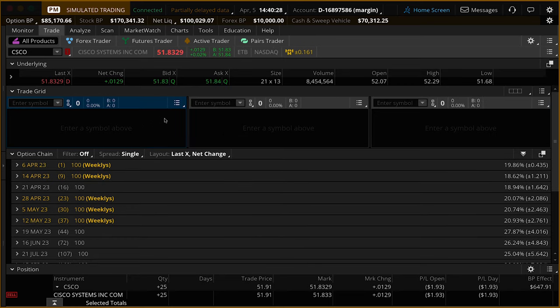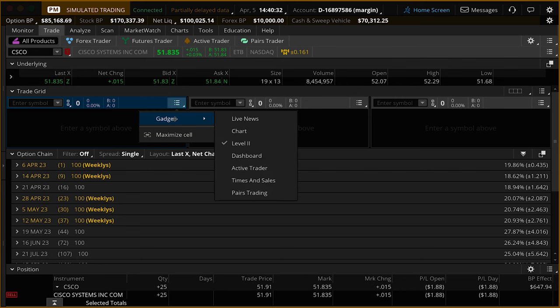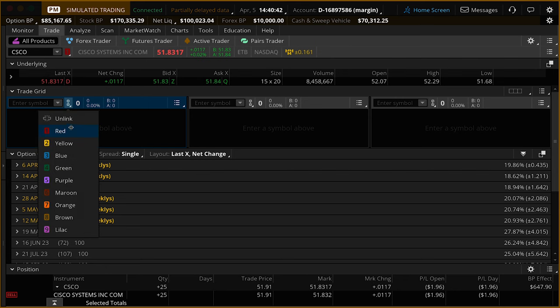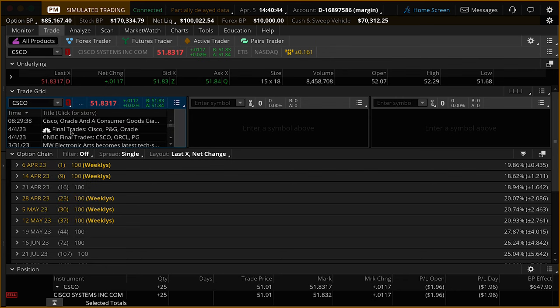Now the first thing we're going to do is come up to the menu box on this trade grid. I'm going to click on that and go down to gadget. Now every trader should be looking at the news, so we're going to go over here and select live news. Now the next step is to click on this little chain link, select red, and guess what? It's going to fill in with Cisco. These two areas are now connected.